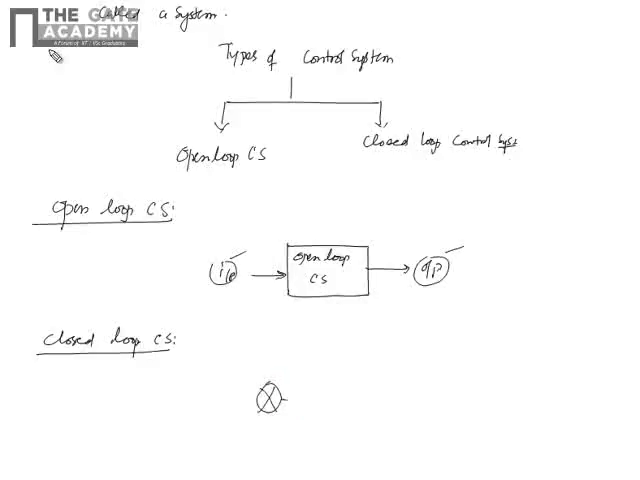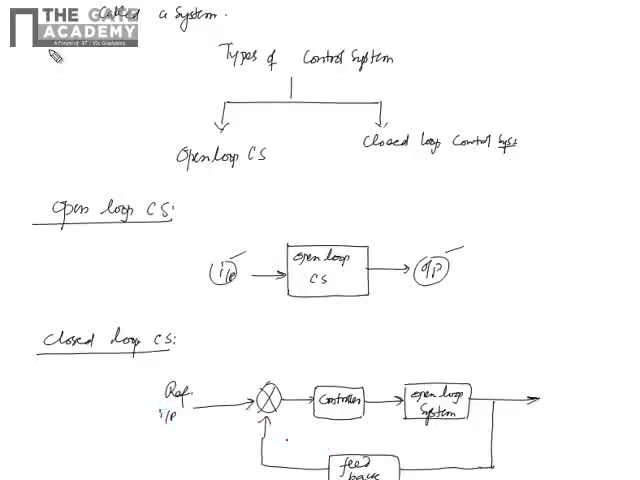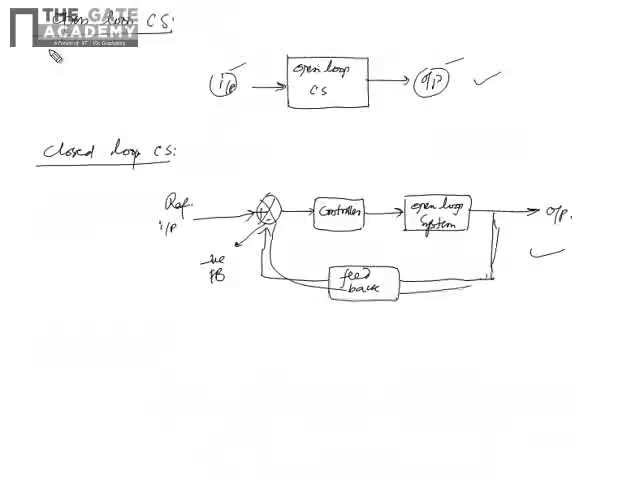There are different components in a closed loop: the controller, a reference input, and feedback, positive or negative. So this is negative feedback. Now if you compare the open loop and closed loop control systems, the extra thing is we have the feedback path here. So this is the feedback path.